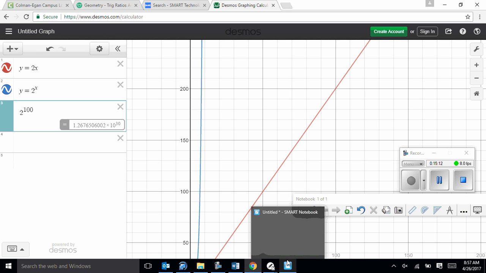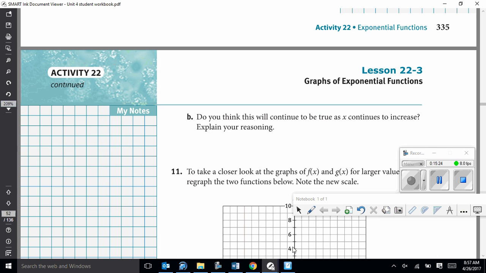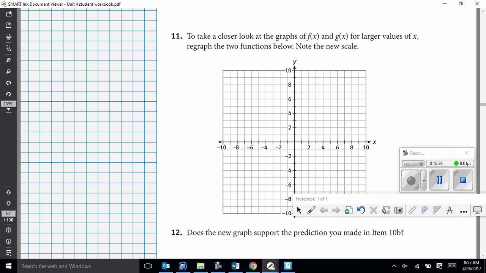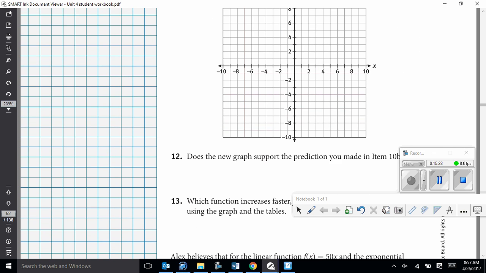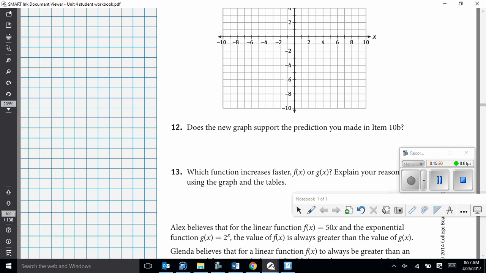All right, so they touch at x equals 1 and x equals 2, but will they ever touch again? No. All right, so looking at number 12, does the graph that we just did in Desmos support our prediction from 10b? Will they ever intersect again? No.